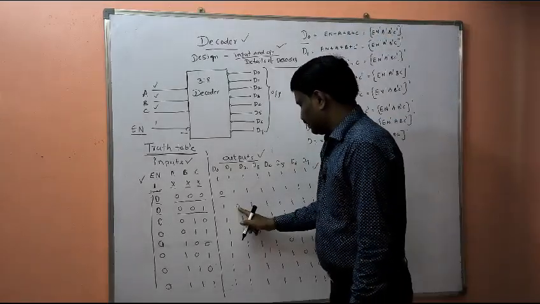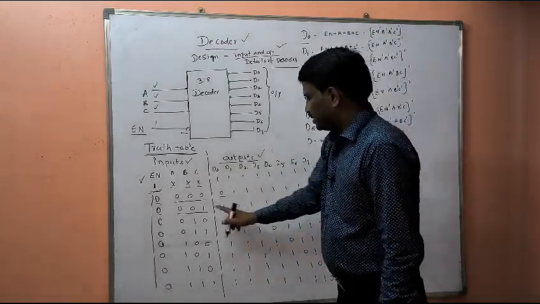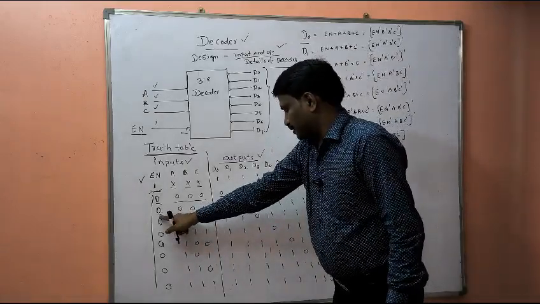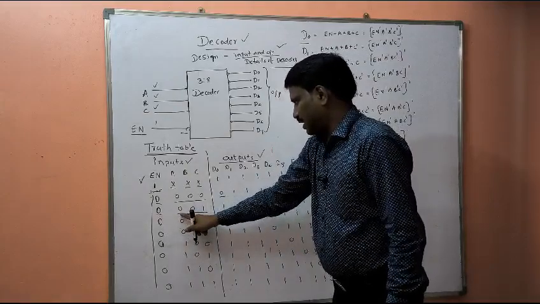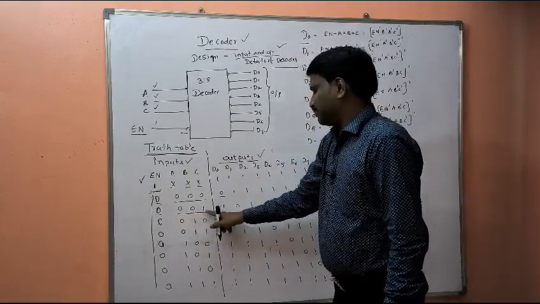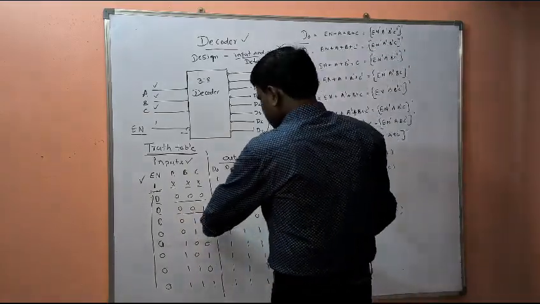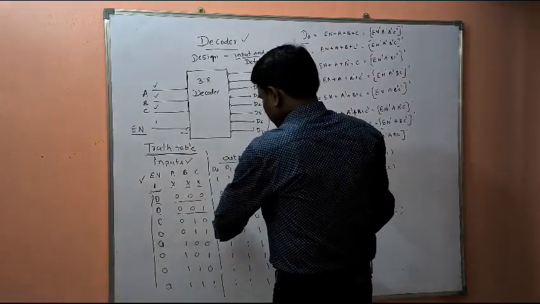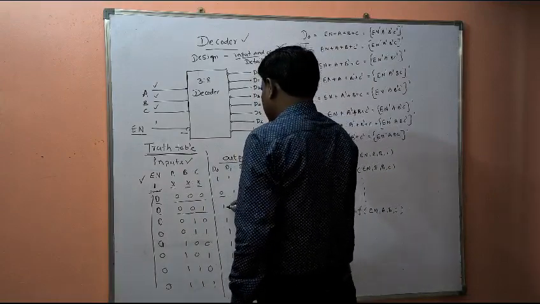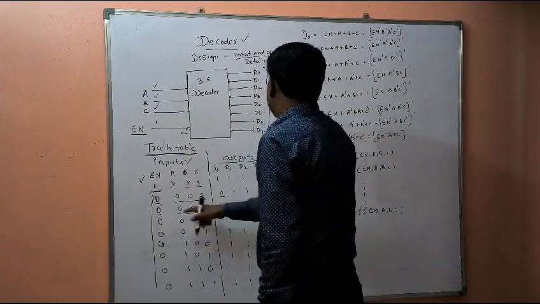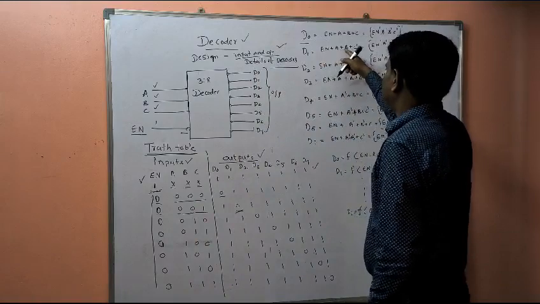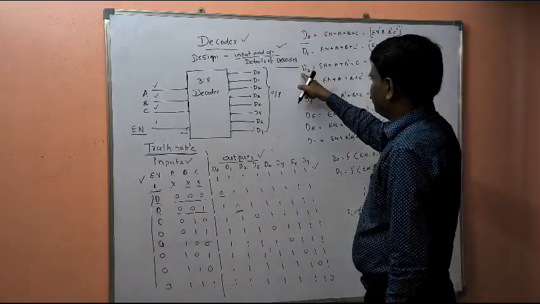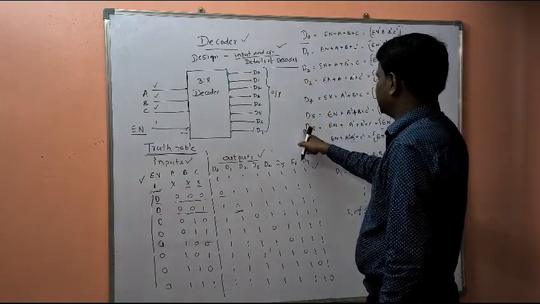Similarly, if I look at D1, it is 0, 0, 0, 1. So it is enable plus A plus B plus C bar. Why C bar? Because I want 0, whereas C is 1. So I am writing the expression with active low logic. When writing active low logic, it is enable plus A plus B plus C bar. Likewise, I can write for D2, D3, D4, D5, D6, D7.